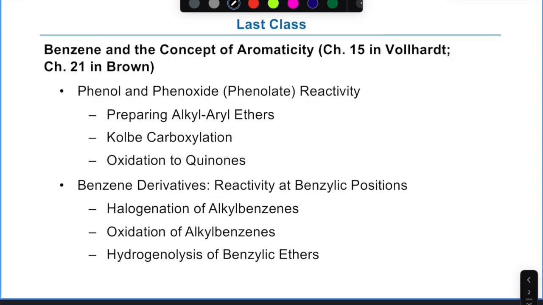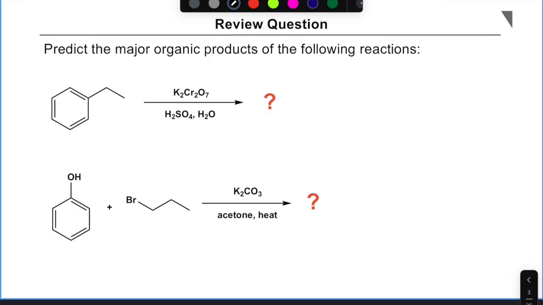So last class, it was covering phenol and phenoxide reactivity. So you covered oxidation of various benzene rings and the Kolbe carboxylation. And today's class, we're going to be covering more. But before we do that, a review question. So I'll give you guys some time to do this review question.